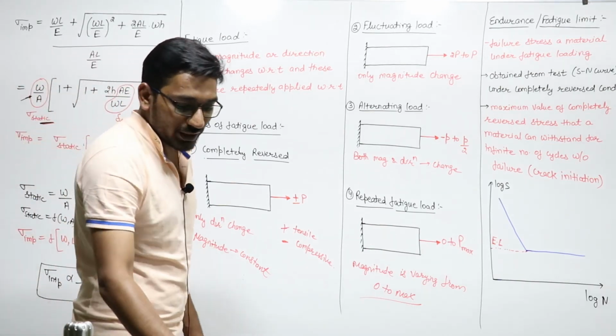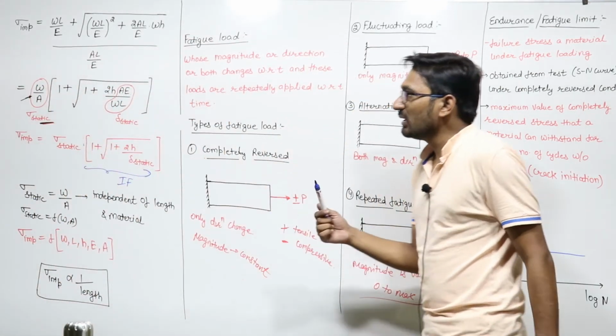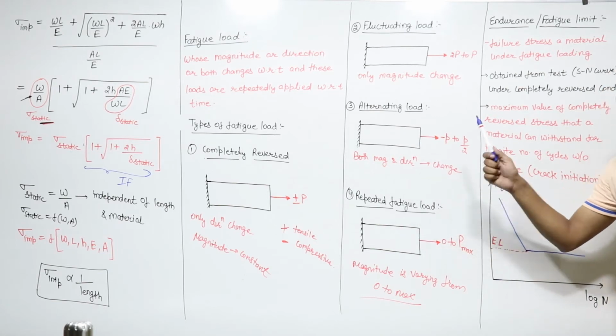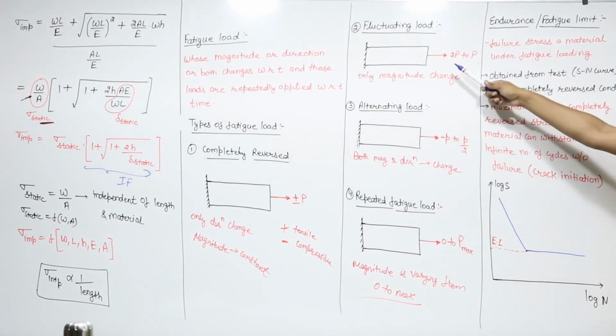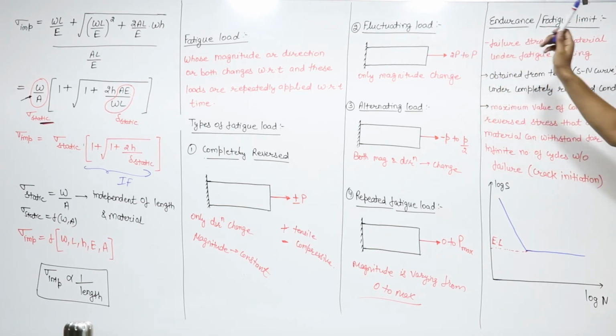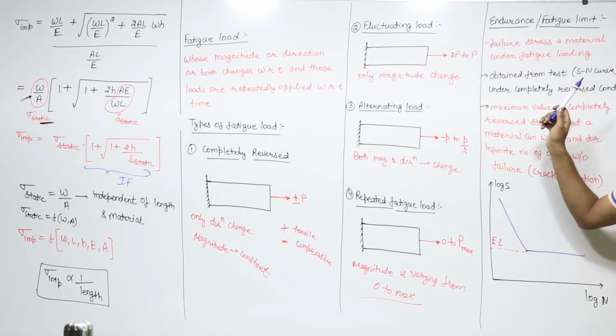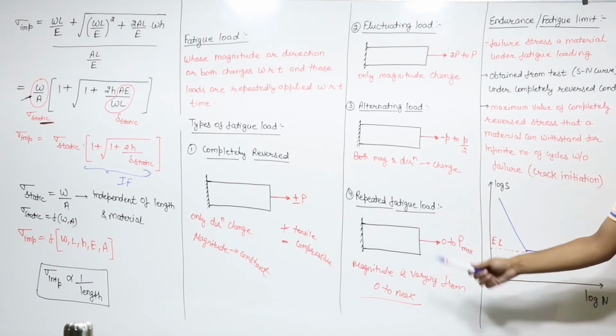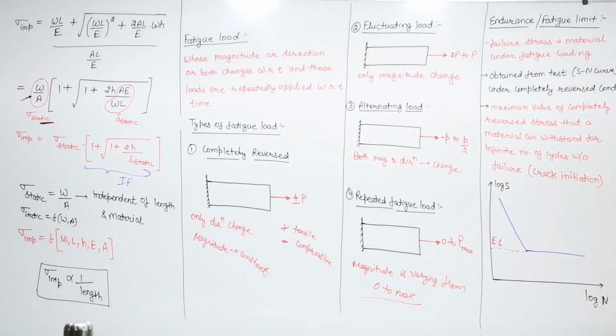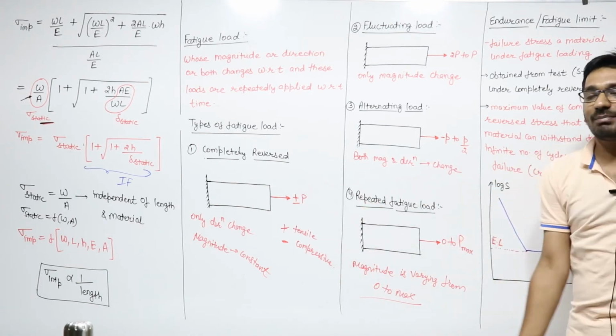So there are four different types of fatigue loading. Completely reversed, in which only the direction changes. Fluctuating, in which only the magnitude changes. Alternating, in which both magnitude and direction change. And repeated fatigue load, in which only the magnitude changes, but from 0 to maximum.